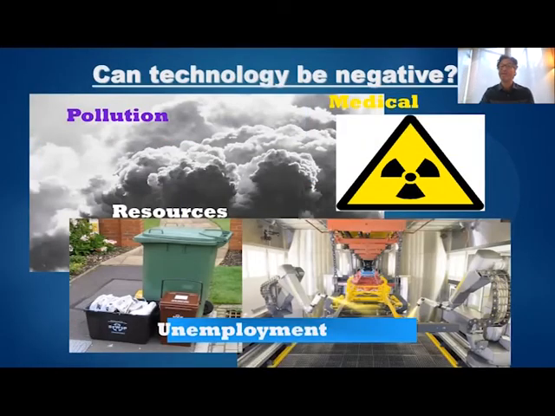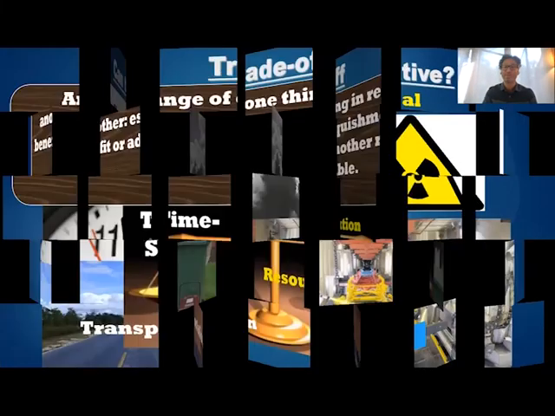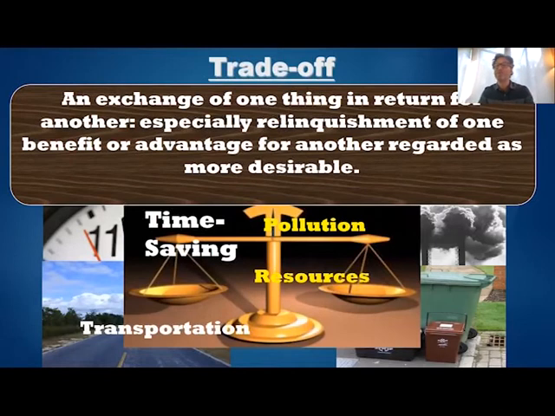Can technology be negative? Here are examples of how they obviously can. Technology creates waste, medical, things that go into the air and pollute our environment. But what we want to do is we want to look at the products that we create, and we want to see whether the goods outweigh the bads. And what that is called in this course is a trade-off. A trade-off is an exchange of one thing in return for another, especially relinquishment of one benefit or advantage for another, regarded as more desirable.